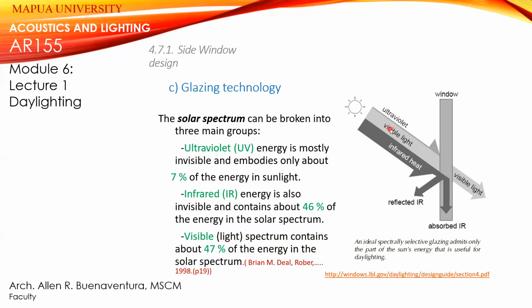So as you can see, the visible light passes through the glazing. The infrared light is reflected and absorbed, and the ultraviolet rays are absorbed by the window glazing, and sometimes reflected outside. They will not be permitted to enter the room, the ultraviolet rays. So this type of glazing is very crucial for buildings. You need to identify what type of glass you will be using so that you can maximize the performance of daylighting inside your room.